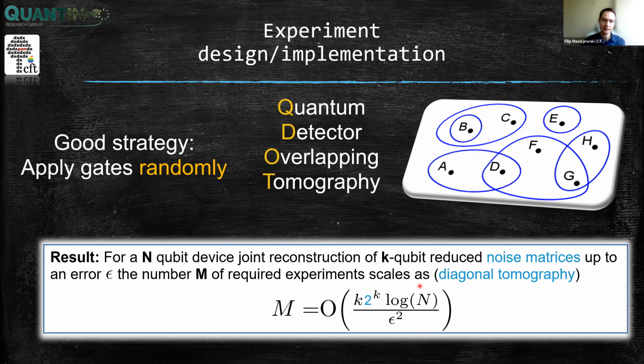This is for a classical noise model, where the noise can be fully specified by a classical stochastic process. And for general quantum noise, the base of the exponent changes to 6. So it's more complicated, but still there is logarithmic dependence on the system size.